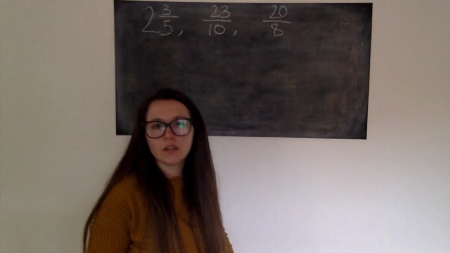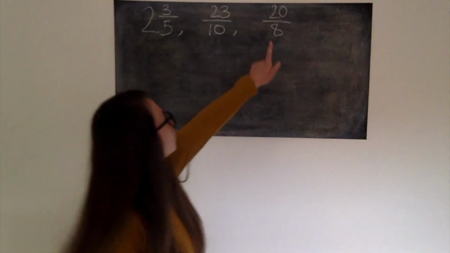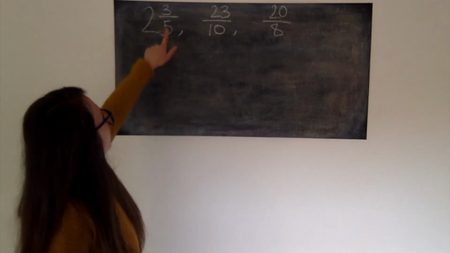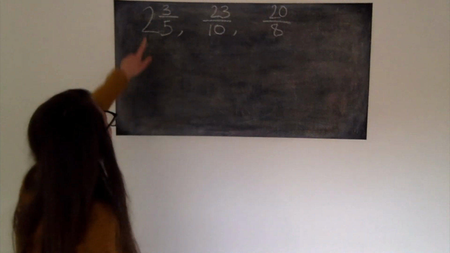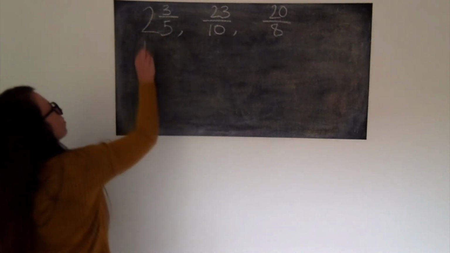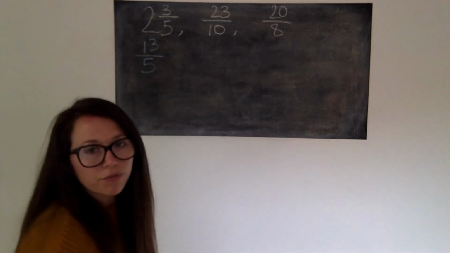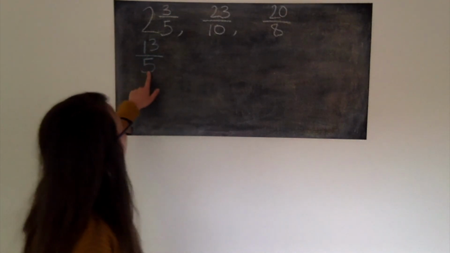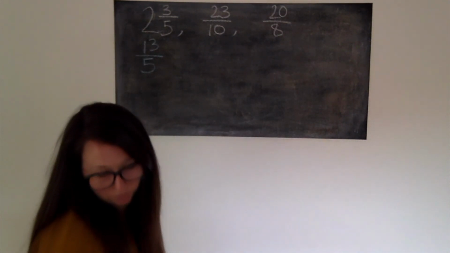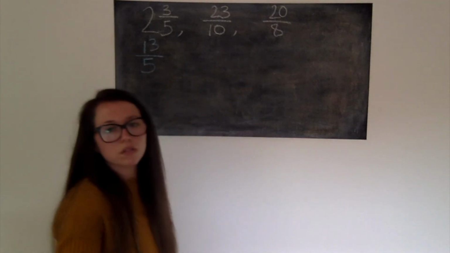Okay, so for this one, I think it's easier to turn our mixed number into an improper because we've got 2 improper fractions and just 1 mixed number. So 2 wholes and 3/5 as an improper fraction. I need to times by the denominator, 2 times 5 is 10, add my numerator, which gives me 13/5. Now I need to look for that common multiple. So what's a common multiple of 5, 10 and 8? You could have written your multiples down if you needed to. I found 40. So I'm going to turn all of my fractions into 40ths.